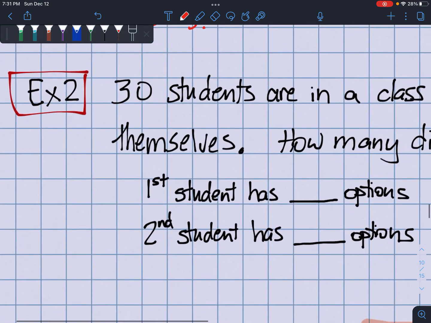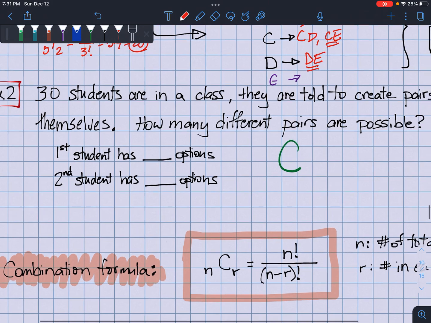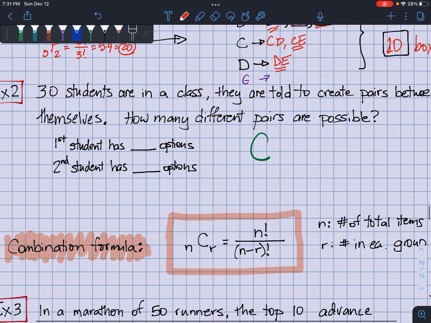This one hopefully will drive us to looking for a shortcut. 30 students are in a class, and they're told to create pairs between themselves. How many different pairs are possible? If you look at just the first student, he has 29 students he could pair up with. And the next student, because they've already been paired with the first student, and they're not going to pair with themselves, obviously, would have 28 options.